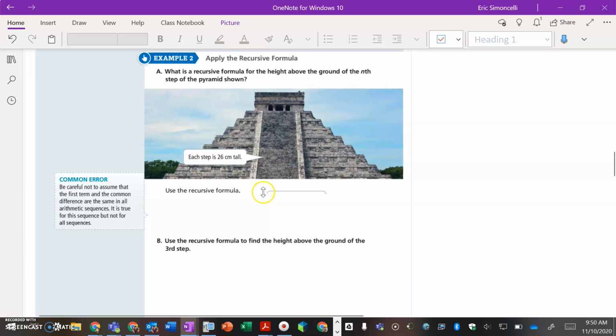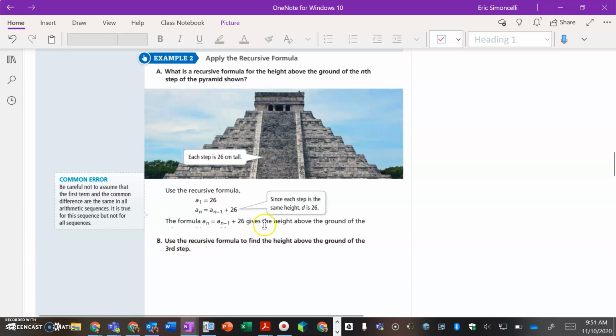Let's take a look. So we're going to use the recursive formula wherein a sub 1, the very first term in the sequence, is 26. Since each step is the same height, d, we're going to denote this as follows: a sub n is equal to a sub n minus 1 plus 26. So not only is the first term 26, each term thereafter is adding 26 to the prior term.